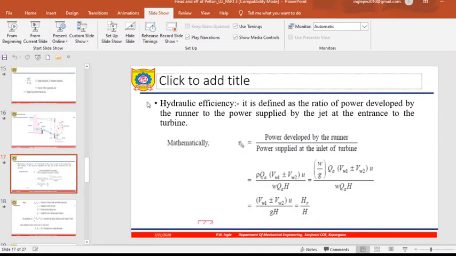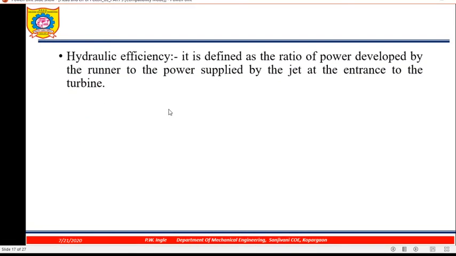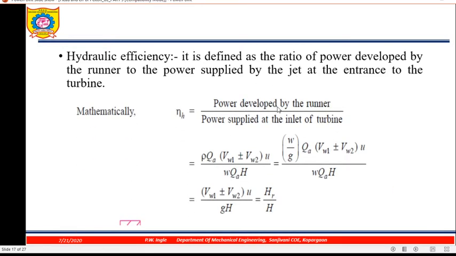Let's have a discussion about head and efficiency. We'll start with hydraulic efficiency. Hydraulic efficiency is defined as the ratio of power developed by runner to the power supplied by jet. Power developed by runner is nothing but work done. So it is rho Q_A (Vw1 ± Vw2) into u. Why plus minus? It depends on the beta angle. Beta angle may be less than 90, more than 90, or equal to 90.